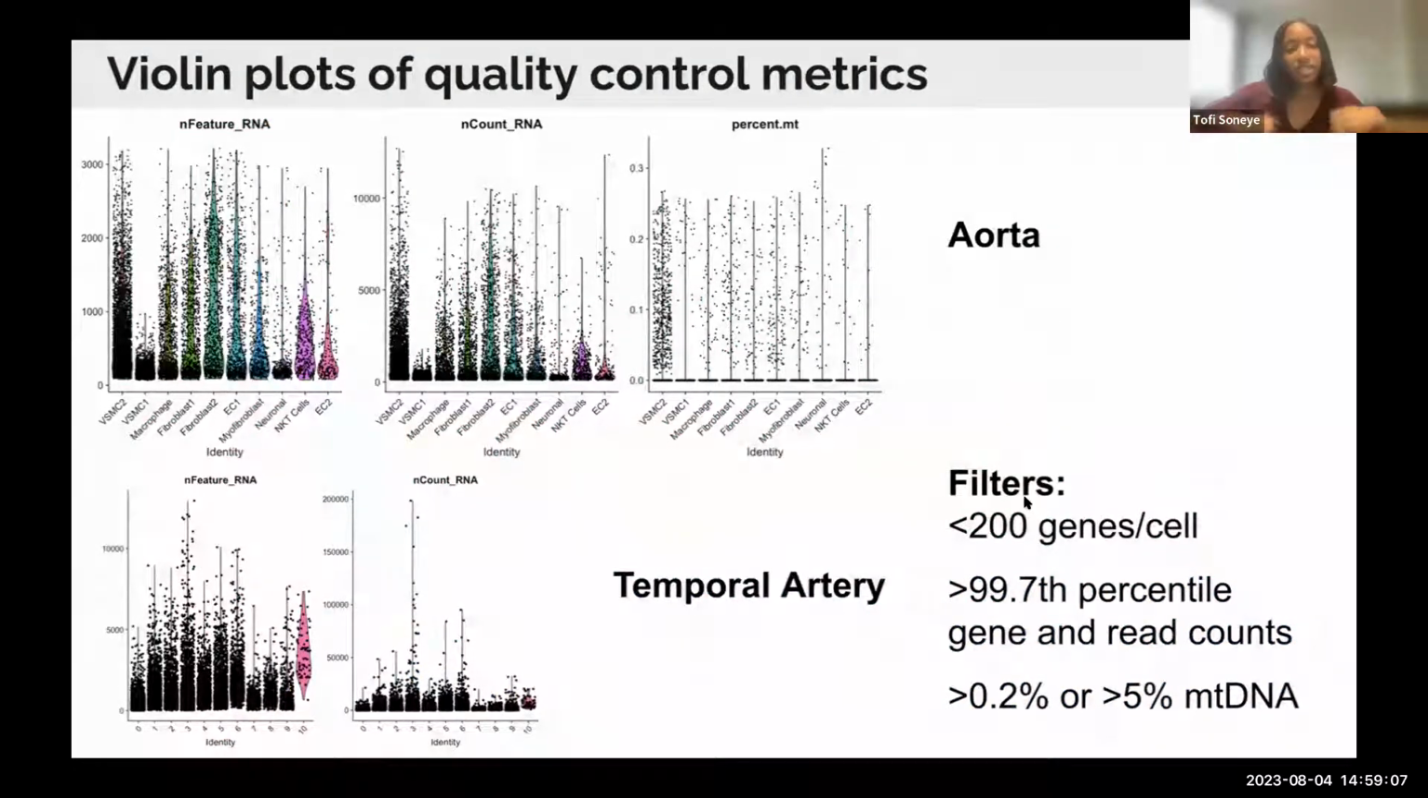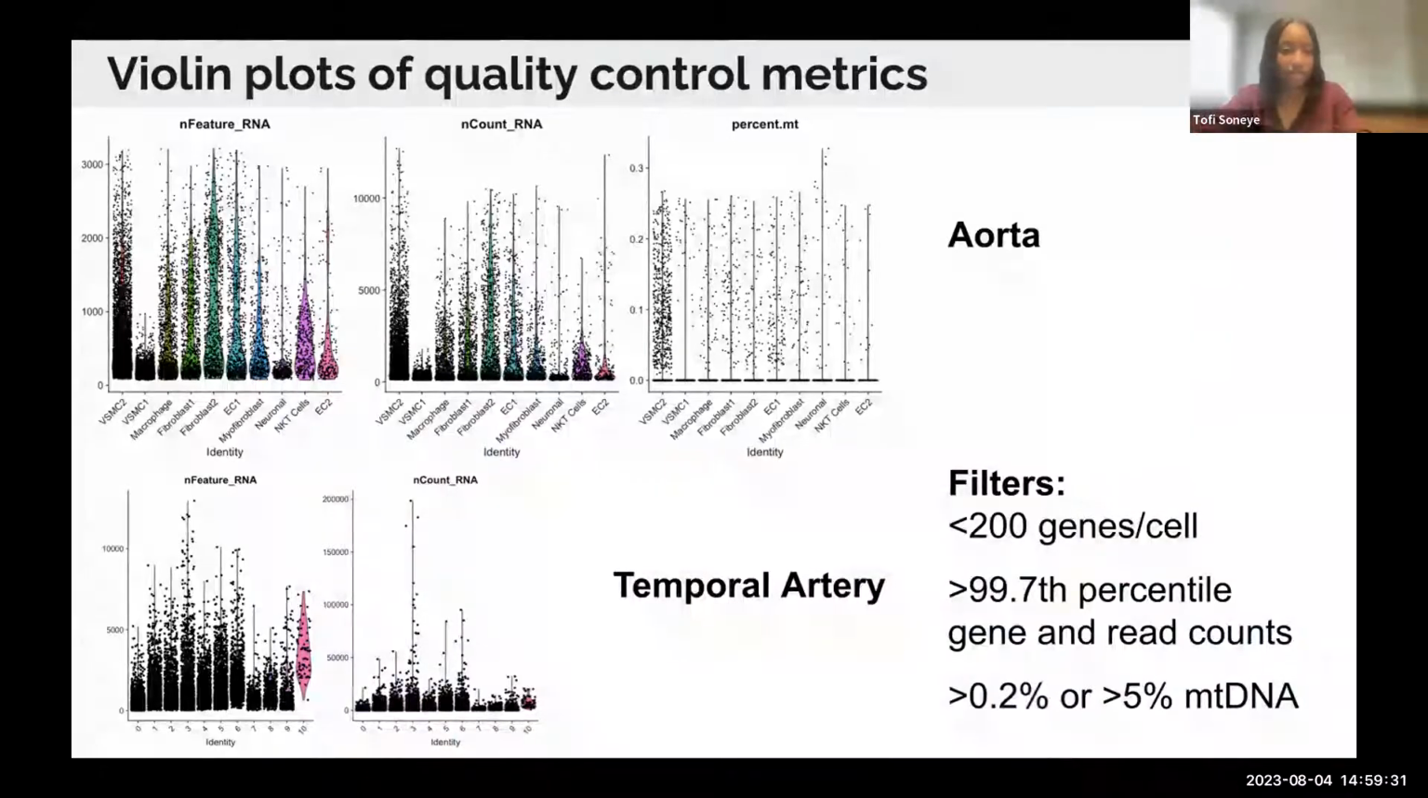So here is just a violin plot of the quality control metrics. Usually when you're working with analyzing single cell RNA sequence data, the first step is usually to observe the data set and really determine what quality control metrics you would use to filter out some of the things you wouldn't really need to ensure more accuracy.